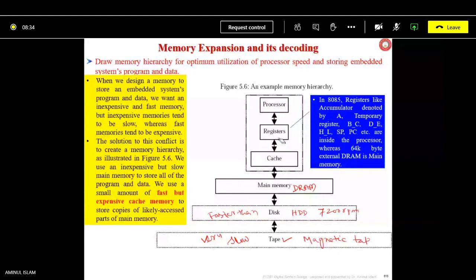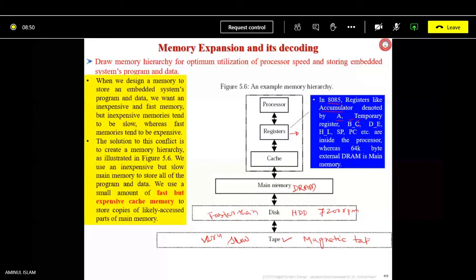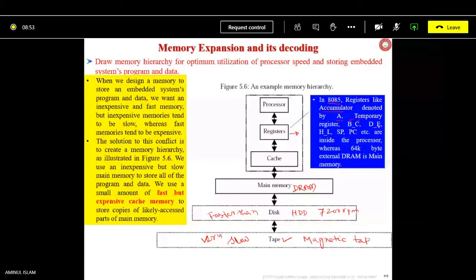If you talk about the registers, and take the processor example of 8085, it has registers like the accumulator, also called A, then temporary register, then B register, C register, D register, E register. Individually they are 8-bit registers. They can be combined also. H also is individually an 8-bit register. L also is an 8-bit register. These are 16-bit registers: PC and SP, stack pointer and program counter.